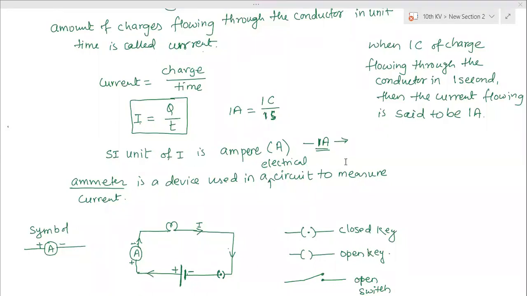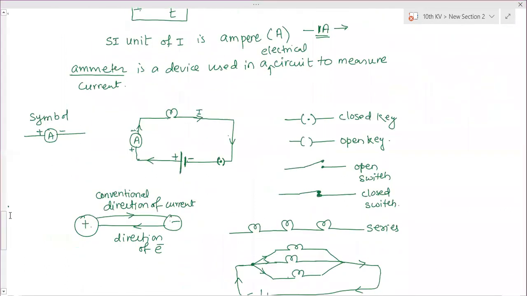Then, an ammeter is a device used in an electric circuit to measure the current. The symbol is this. Then draw the circuit diagram. Let's draw some symbols. This is a cell. This is a battery.